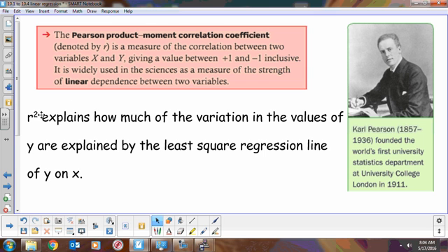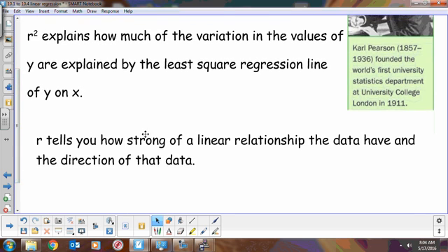R squared explains how much of the variation in the values of y are explained by the least square regression line of y on x. So R squared would explain how much of the variation in the values of the price of the hamburger are explained by the least square regression line of the cost of burgers on the toppings. R tells you how strong of a linear relationship the data have and the direction of that data.